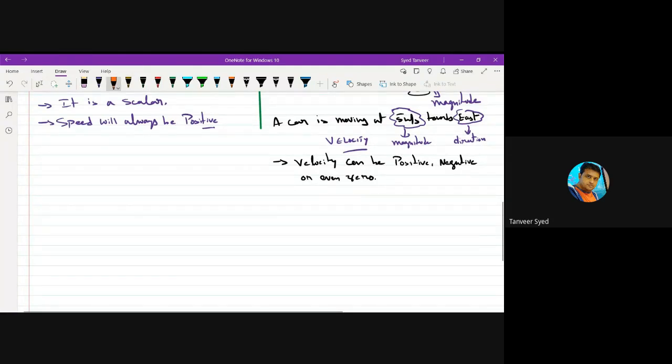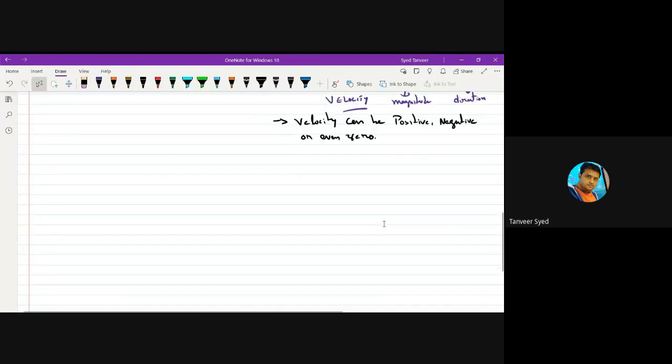Now, again, let us take speed. We can calculate two types of speed for a body. What are they? One is called average speed, and the other is called instantaneous speed. Average speed and instantaneous speed.